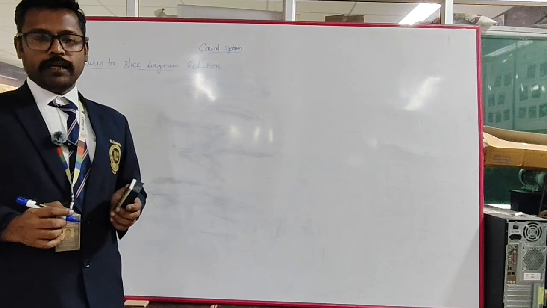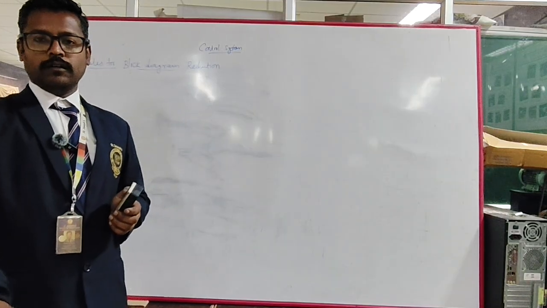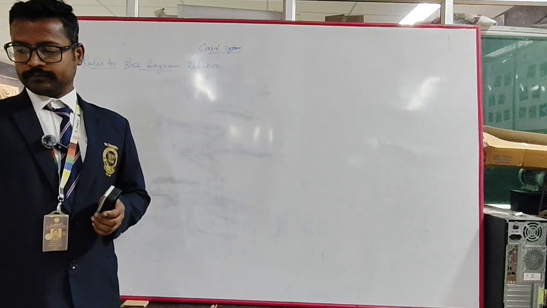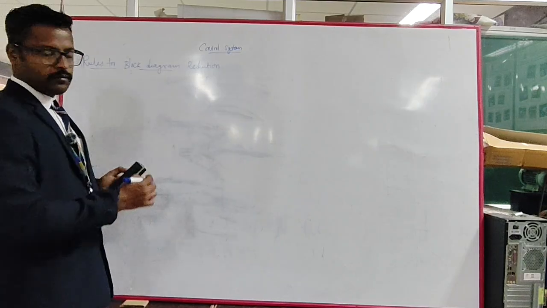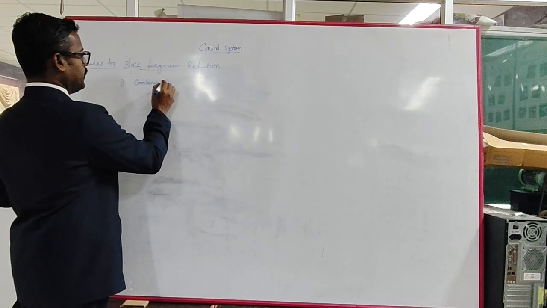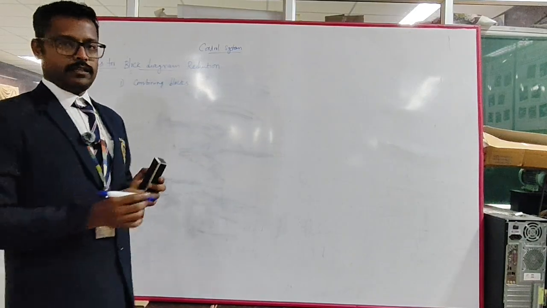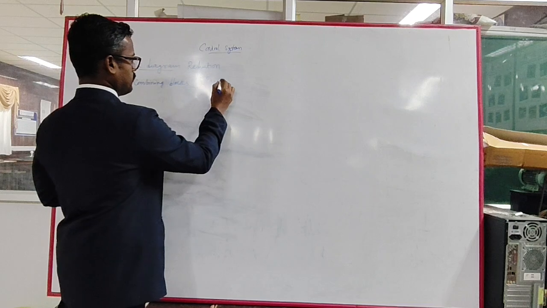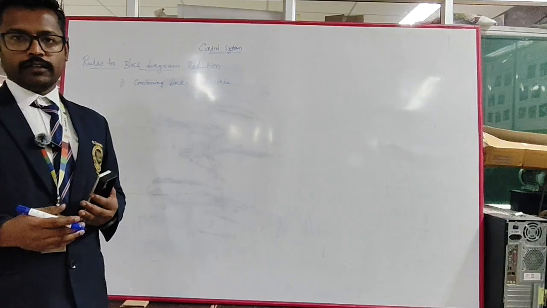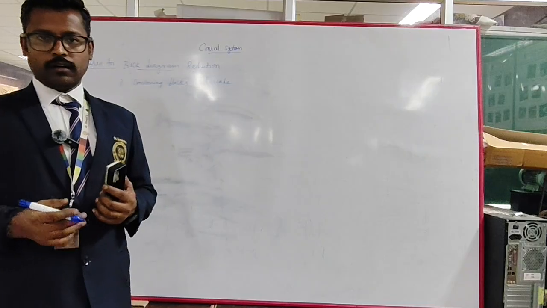The first one is rule 1, combining of the block diagrams. How you are combining the blocks is called rule number 1. First is combining blocks in a cascade. What does cascade mean? One after another. We have two blocks one after another, so we are cascading those blocks.